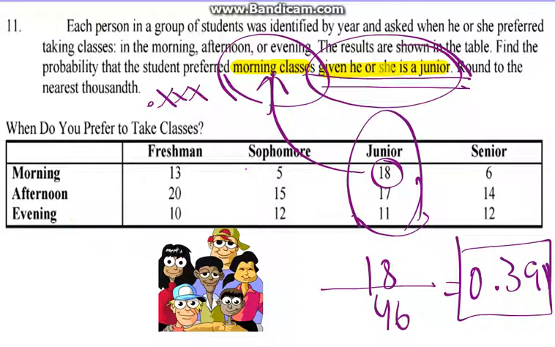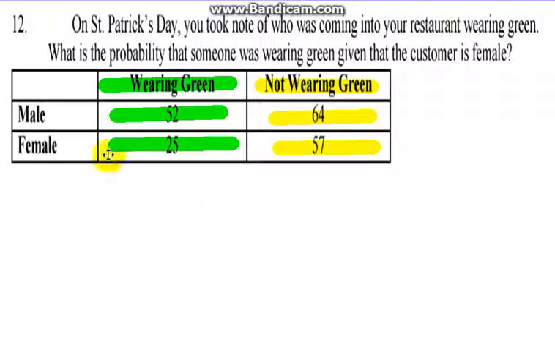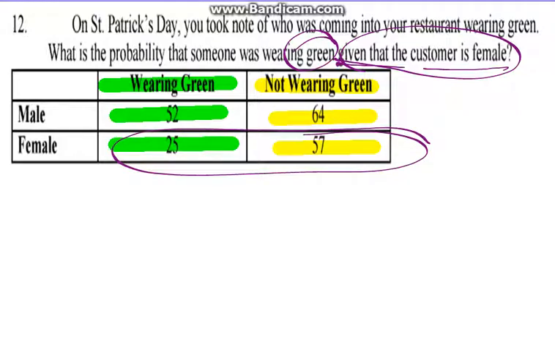3 decimal places. Okay, and our last problem today says, on St. Patrick's Day, you took note of who was coming into your restaurant wearing green. What's the probability that someone was wearing green, given that the customer is female? So the given that the customer is female, that's like saying out of all the female customers, what percentage was wearing green? So out of all the female customers, we have 25 plus 57. That's going to equal 82 total female customers.